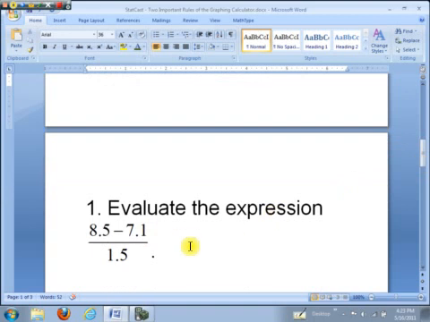Alright, let's take a look at the first example here and we can see how we can do this. So take a look at this fraction. It says to evaluate the expression 8.5 minus 7.1 over 1.5. So let me pull up my calculator and we'll get to work on that.